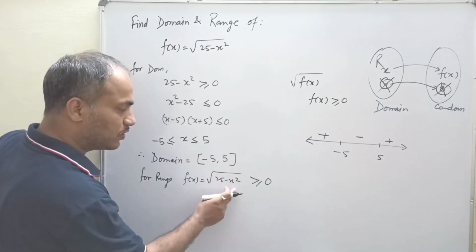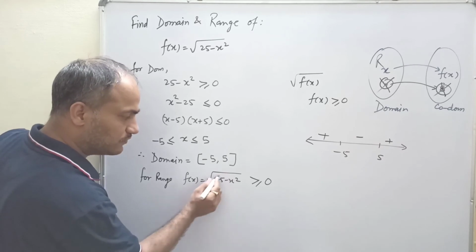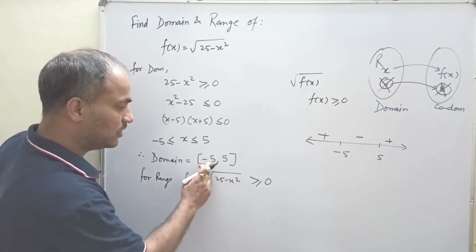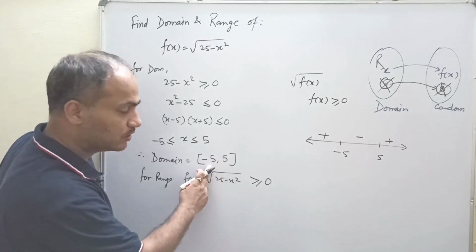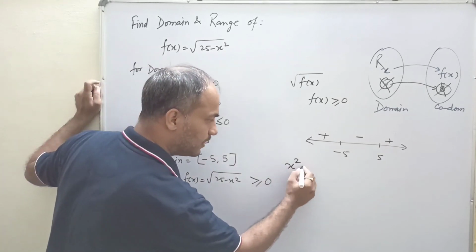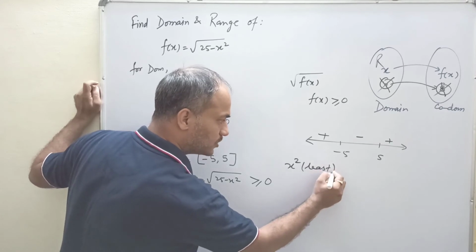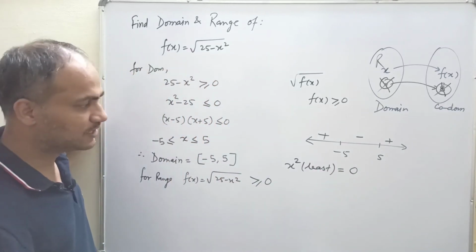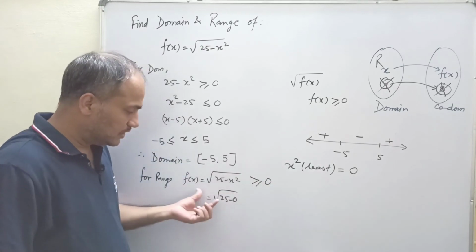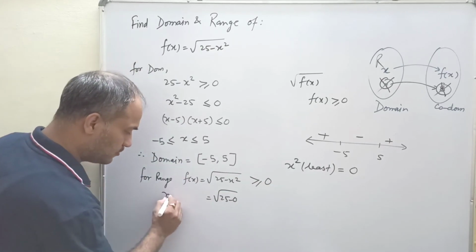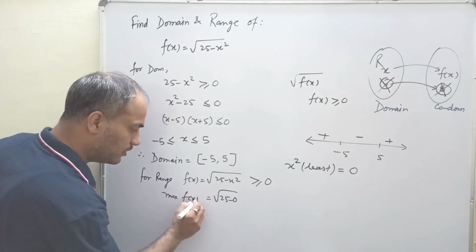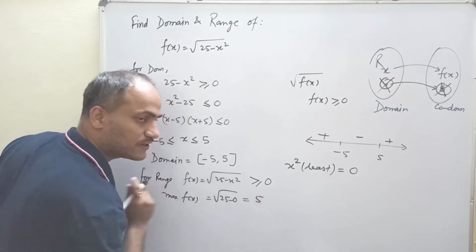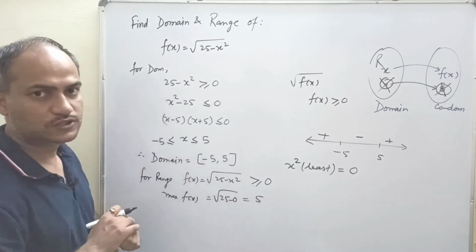What is the maximum value? Maximum value of this will be when the least value of x square is there. We can easily figure out the least value of x square. Least value of x square is 0 in this interval. When x square is least, then the maximum value of the function, maximum of f(x), will be square root of 25, which is plus 5. So this is the maximum value of this function.